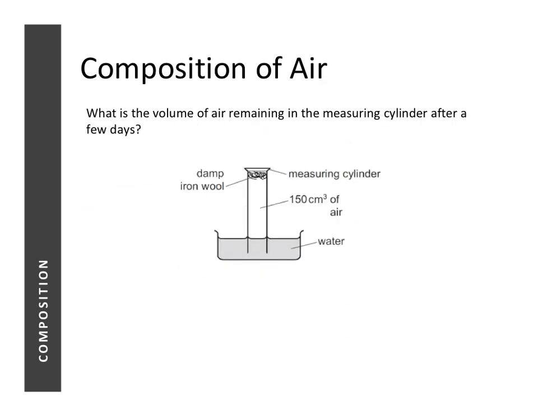This is another MCQ question that you will get related to air. So what is happening here is that we have 150 centimeter cube of air in a measuring cylinder where we have damp iron wool. Okay, iron in the presence of oxygen and moisture will actually react to form rust. You have learned this in the topic of metals. So essentially what this means again is that the oxygen in the air will be removed after a long period of time. So what is the volume of air remaining in the measuring cylinder? Again, we need to recall that 20% of the air is oxygen. So the final volume, or the volume remaining, would be equal to 80% of 150.